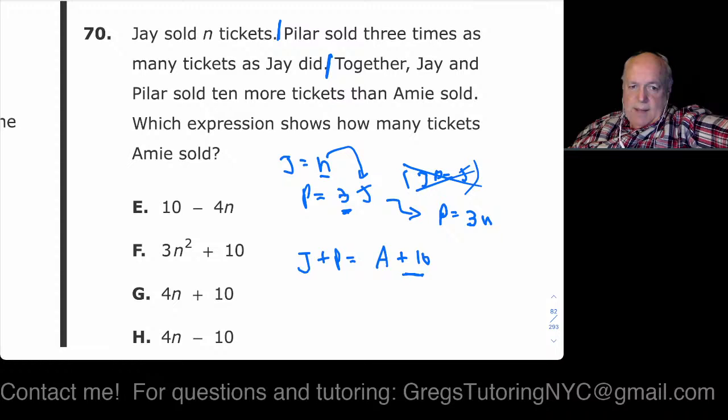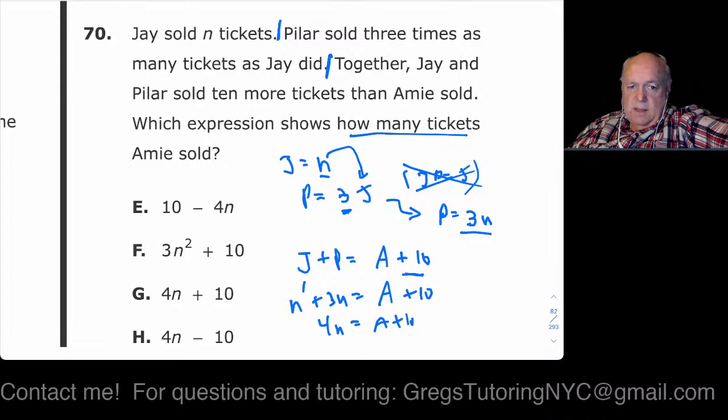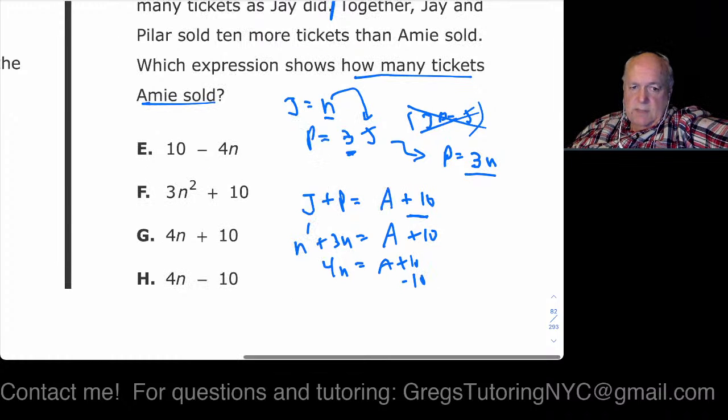So if J is N and P was 3N, right? Then that is equal to Amy plus 10. Or if you will, 4N is equal to Amy plus 10. And they're asking how many tickets did Amy sell? Well, then we're just going to subtract 10 from that side, and we get 4N minus 10, all right? Which is choice number H.